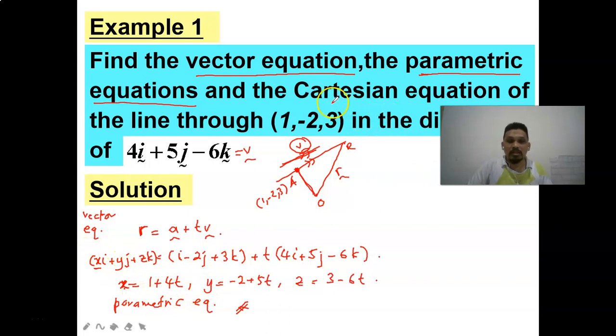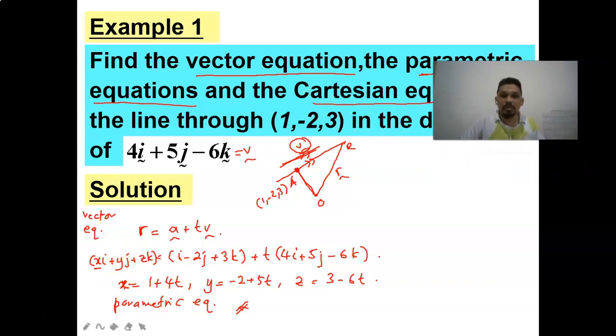So then the Cartesian equation now. Cartesian equation meaning we assume that T is the subject here now. So then from here, T equal to, bring this one to the side, so x minus 1 divided by 4. And for y, t here, so -2 bring to the side become positive, so then y plus 2 divided by 5.